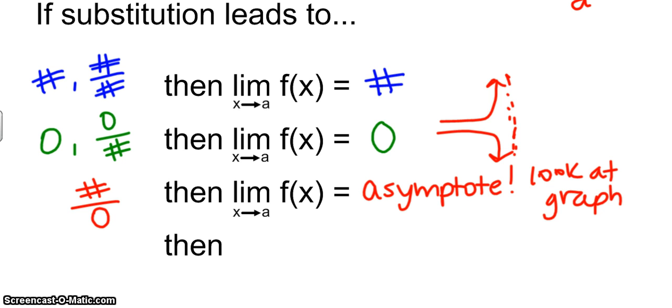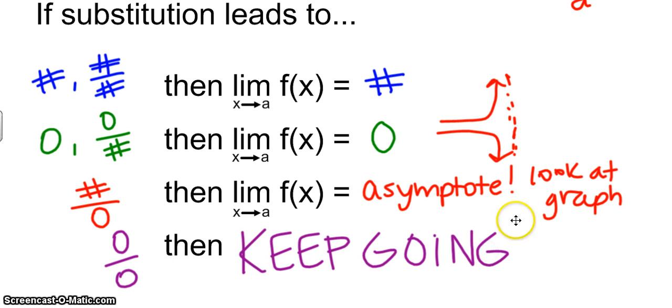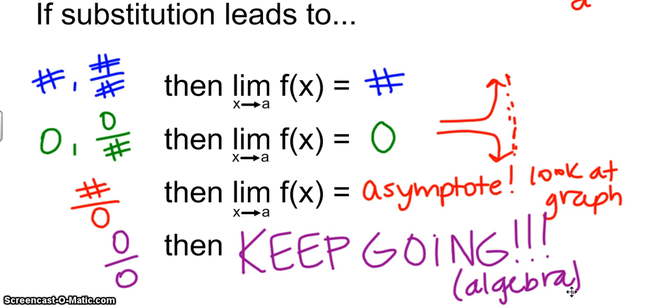If you plug in your numbers and you get 0 over 0, then you've hit a hole and you have to keep going. Kind of like Dory, just keep swimming, just keep swimming. You have to keep going and do something with algebra. So, a number is a number. 0 is 0. 0 in the denominator, you've hit an asymptote, you need to look at your graph. 0 in the numerator and the denominator, just keep going.